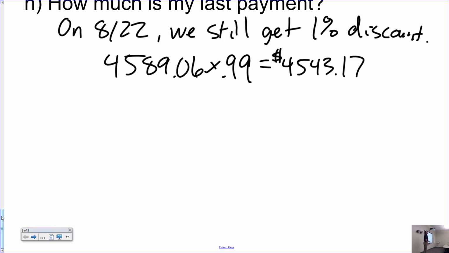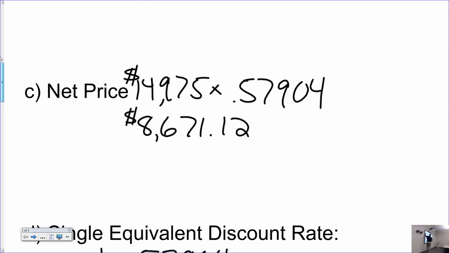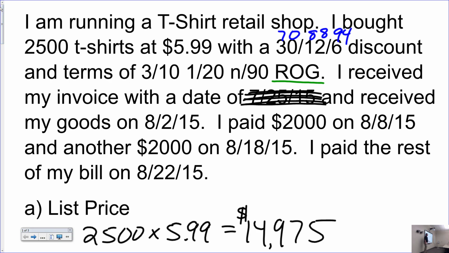Folks, this is a great problem, all right? Because this basically does everything we've done in Chapter 7, folks. This question asks it all, right? List price, net price, both the trade discount rate and the net price equivalent rate, the discount amount, it's got early payment terms, it's got dealing with partial payments, this has got it all, okay?